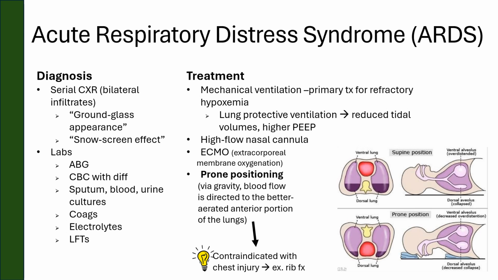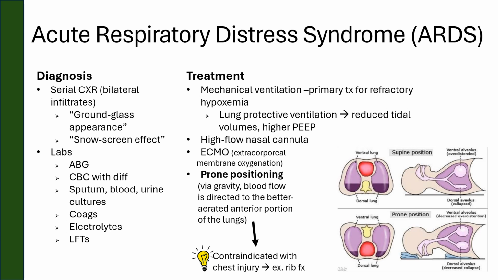Prone positioning, you heard a lot about this with COVID. It helps to expand the lungs via gravity. You can see in the picture when you're face down, the lungs don't have to work against the heart, because when you're on the back, the heart's kind of pushing part of the lungs down, but when you're flipped prone position, the lungs can expand better.